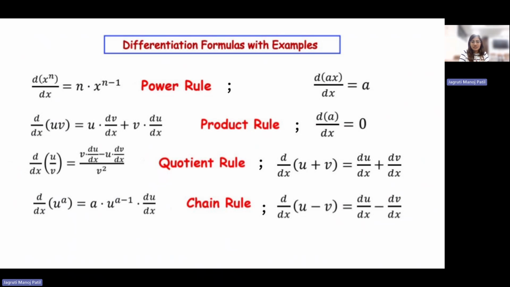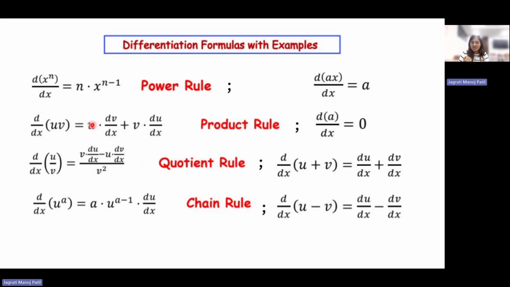There are two special rules here. One is the product rule and the other is the quotient rule. So in the product case, you take the first one constant, do the derivative of the second one, then keep the second one constant and do the derivative of the first one. Okay. Now, in case of your quotient rule, you can again follow the same thing.